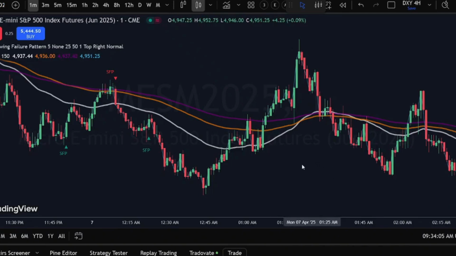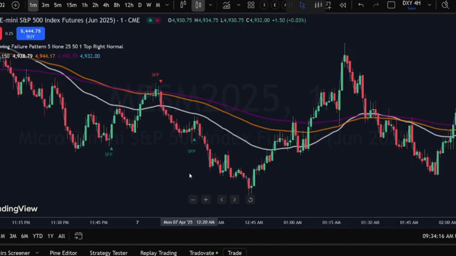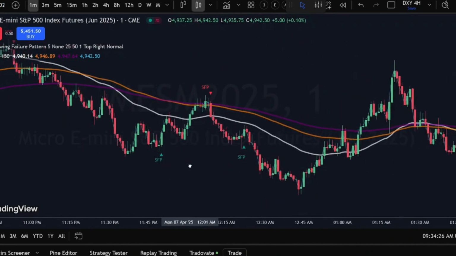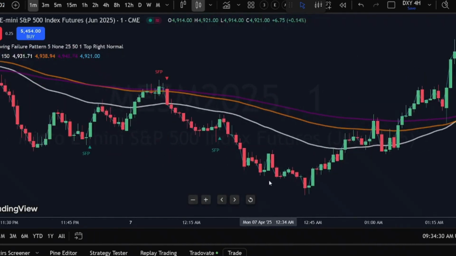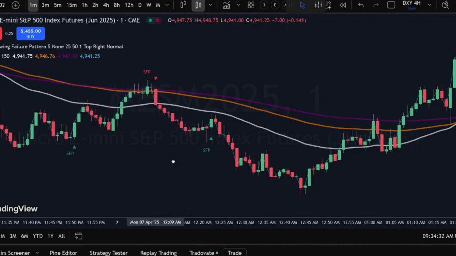Hey everyone, in this video we're going to talk about swing failure patterns, and we're going to be using this Lux Algo swing failure pattern indicator on TradingView, and we're using these EMAs. I think it's like the 50, 150, and 200 or something. So we're just going to quickly run through this.